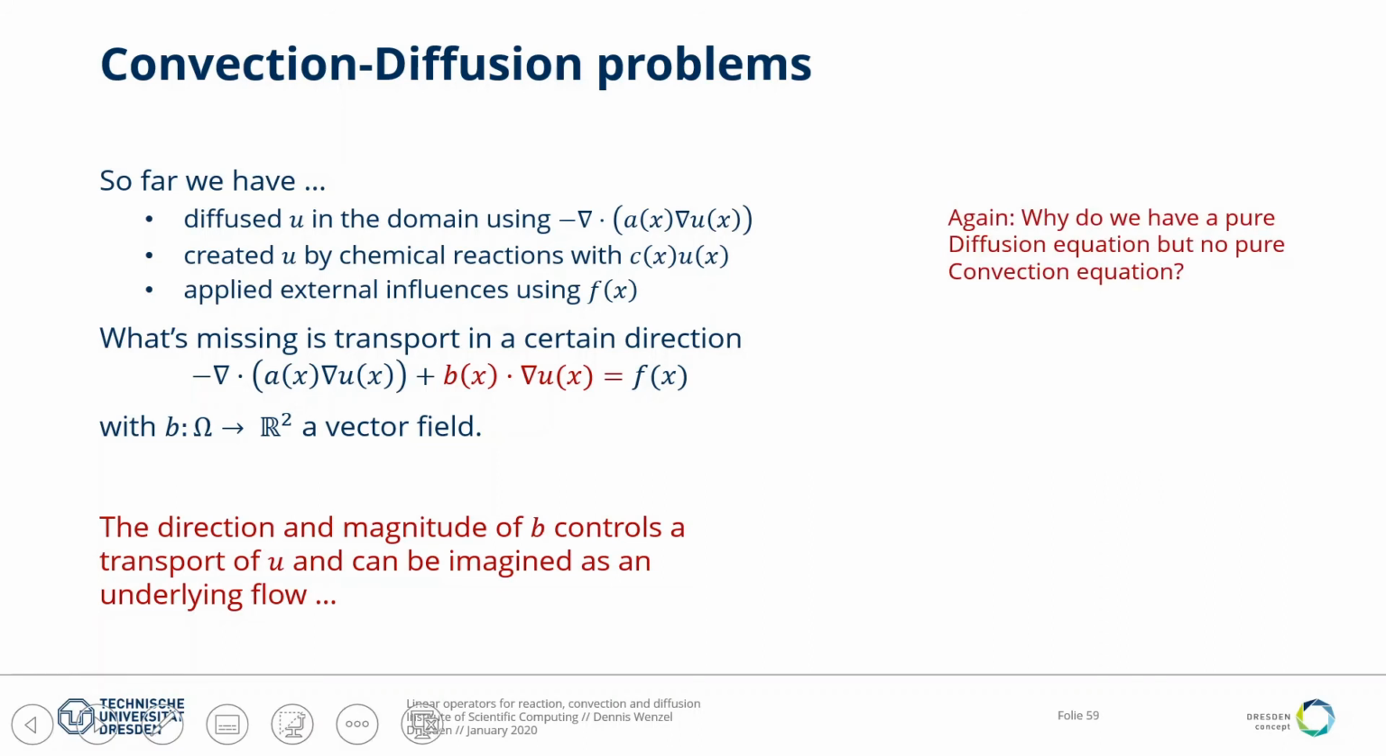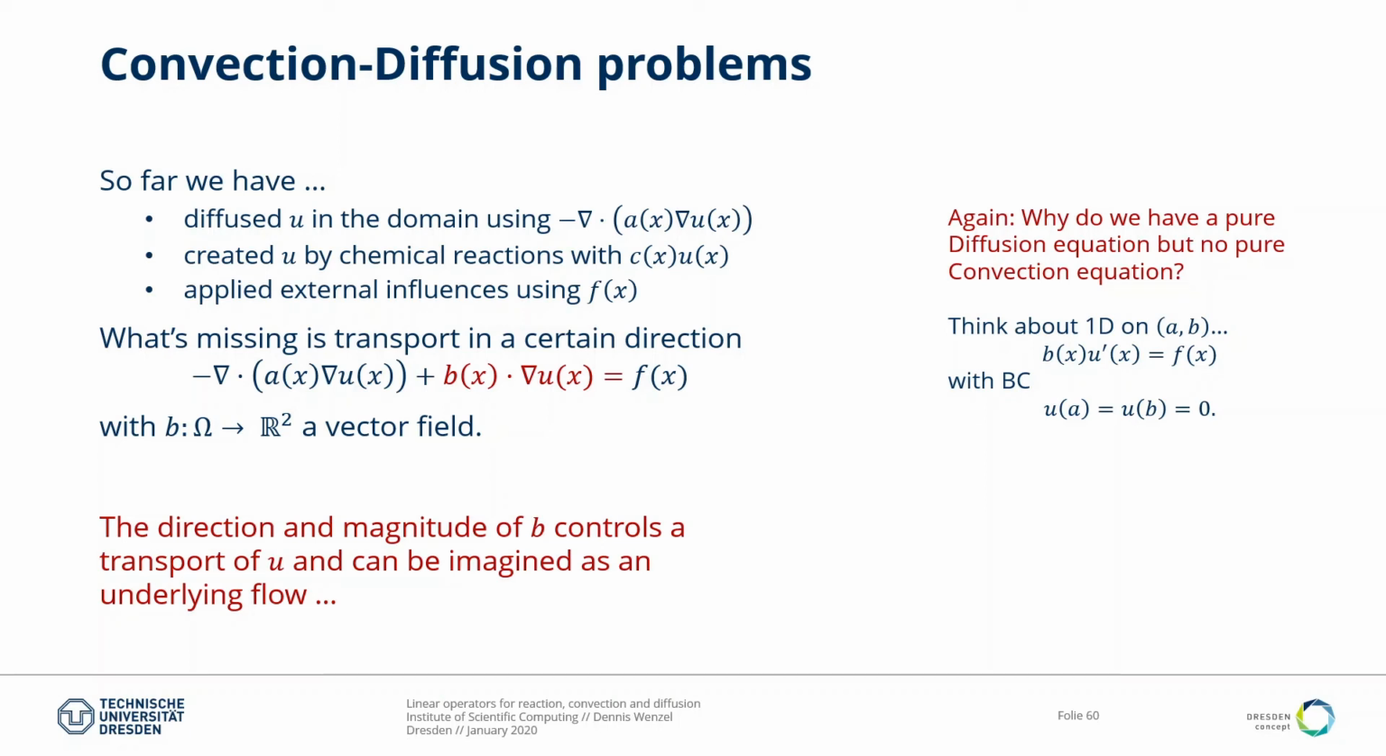And here again the question: we have a pure diffusion equation, but we don't have a pure convection equation. The argument before was that this pure reactive thing would not be a differential equation at all. So what's the problem now? Think about a one-dimensional example. You have an interval AB, and then this pure convection equation. In 1D you don't need a scalar product, right? It's just b times u prime, so u prime is just the gradient in 1D. And you have your Dirichlet boundary conditions.